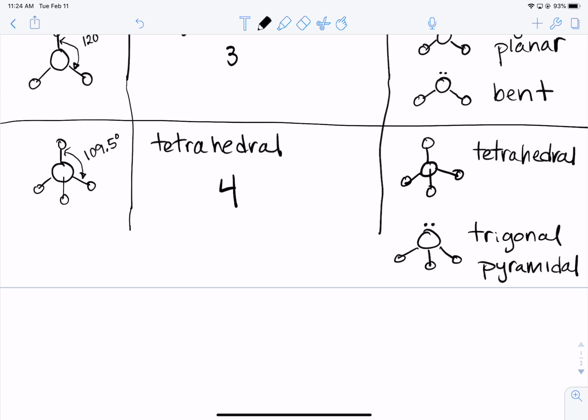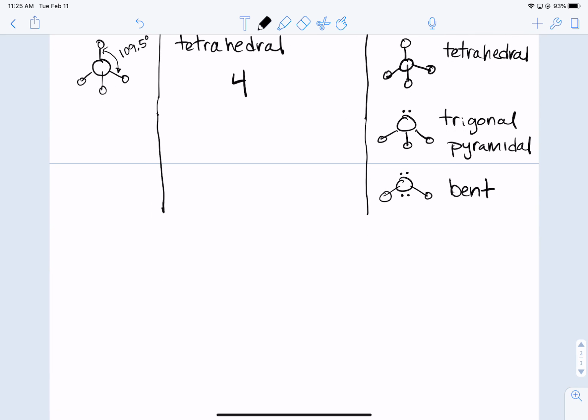And then the last one, like water, for example, is this. If I have two sets of lone pairs, so I have lone pairs, and two elements coming off, this is also called bent. So the tetrahedral has three different possible shapes that it could be. So I'm going to go through two examples really quick if I have time, hopefully, and show you what I mean. We've done CO2 before, but let's do it again.